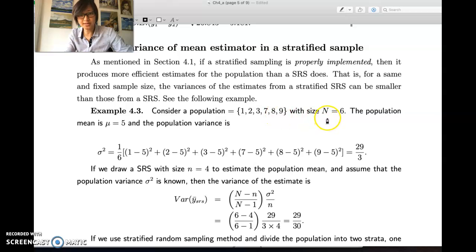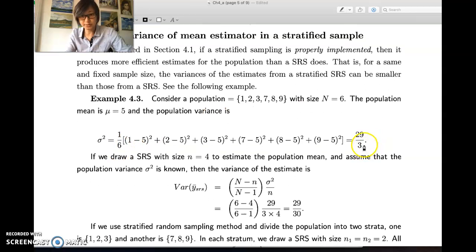So the population size is 6. We can easily calculate the population mean, adding up together and dividing by 6. We find the true population mean is 5, so mu is 5. We can also calculate the true population variance. Sigma squared equals the sum of each data point minus the mean, squared, divided by 6. So the true variance is 29 out of 3.